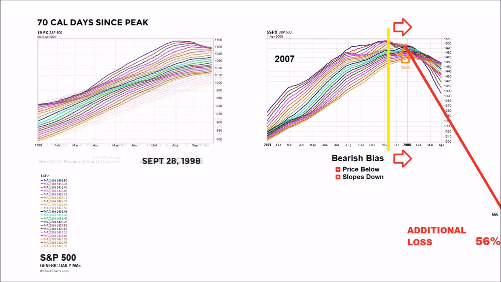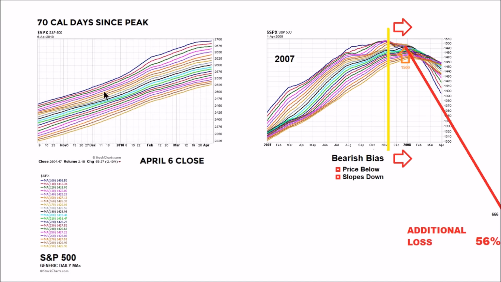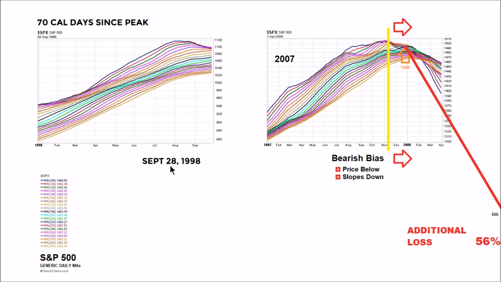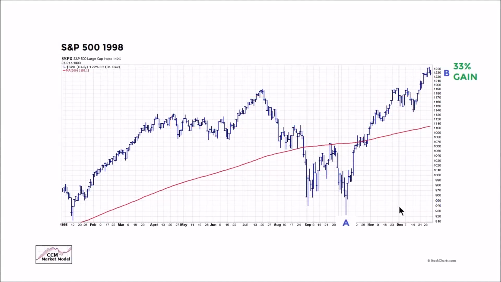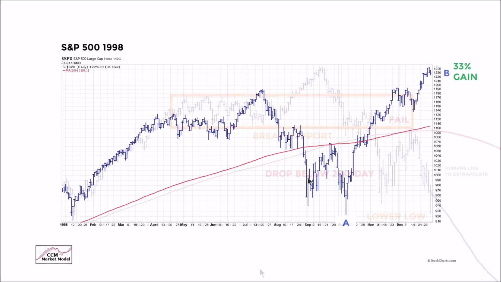70 days after the peak. You can see here, this is more alarming in here. There's more deterioration. Even here, you can see looking backwards, there's more to be concerned about in here than there is anywhere in here on the 2017-2018 version. 70 days after the peak is noticeably weaker in 1998, and from that scary low in 1998, eventually good things happened. We rallied 33% after breaking out of the box in this case.